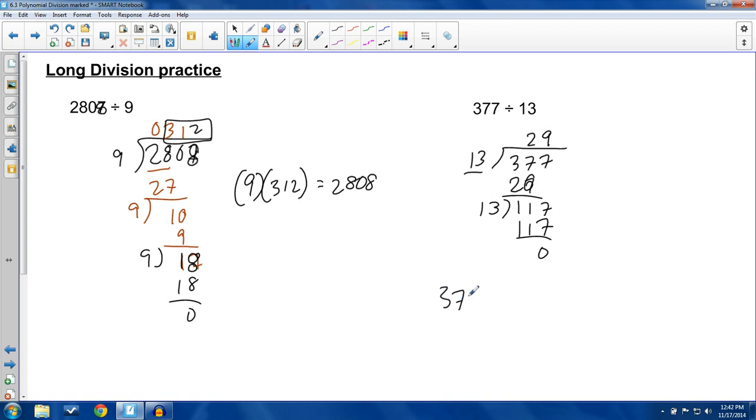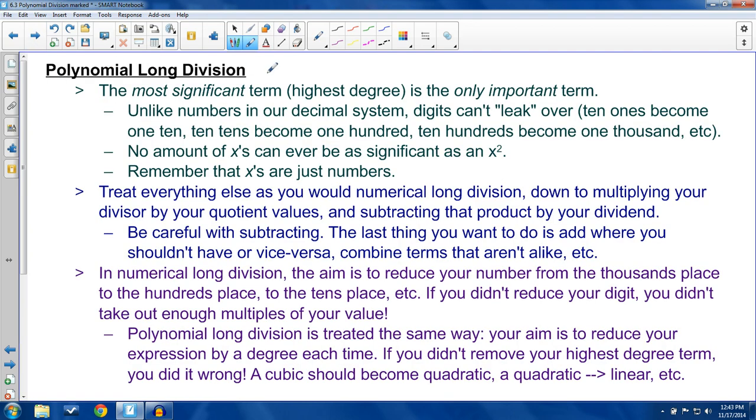So again, 377 equals 13 times 29. These are two of your factors right here. This 0 acts as your remainder, and I'm going to talk about remainders later. Okay, let's talk about polynomial long division. Now, this is a lot that's written, so I'll read through it. I'll see if I can make sense as I do the problems, and we'll be good to go.